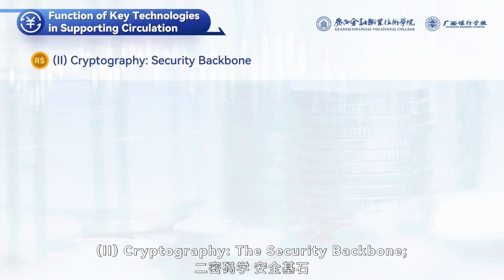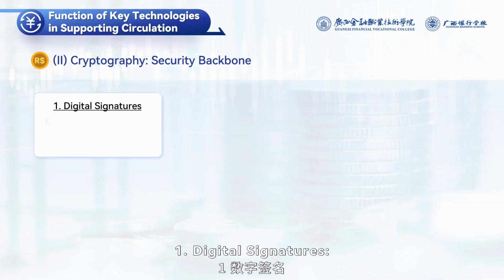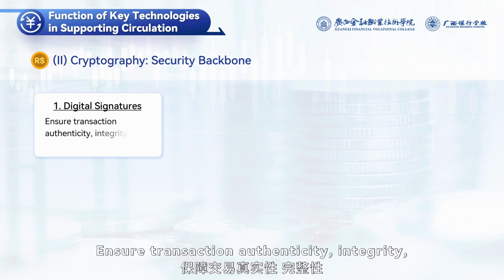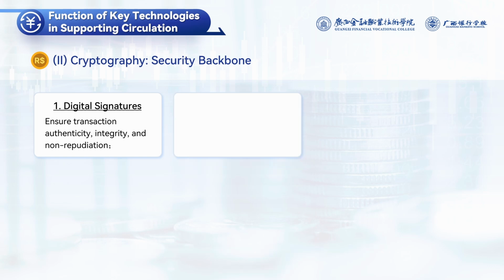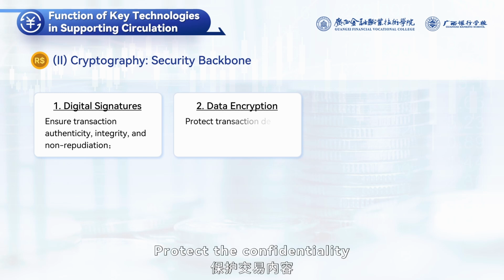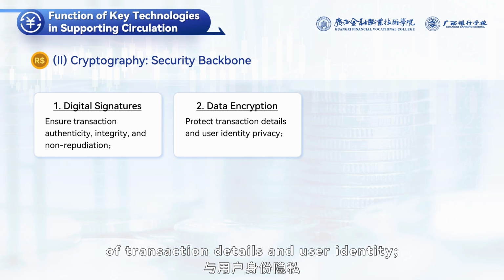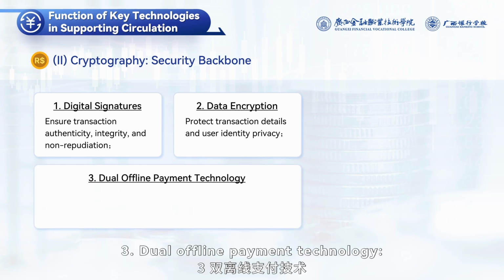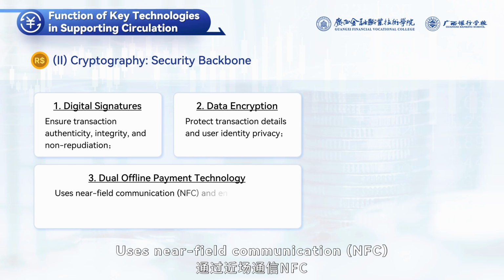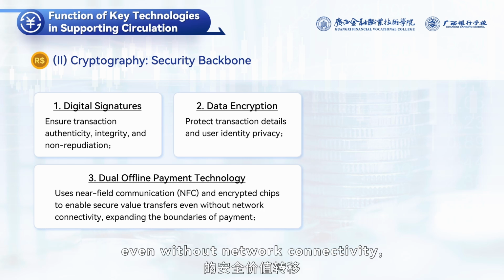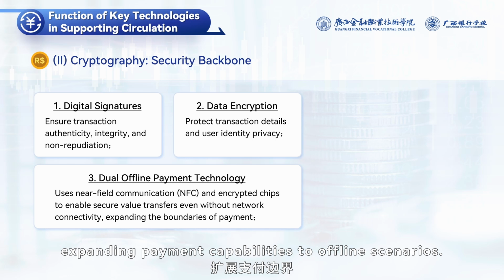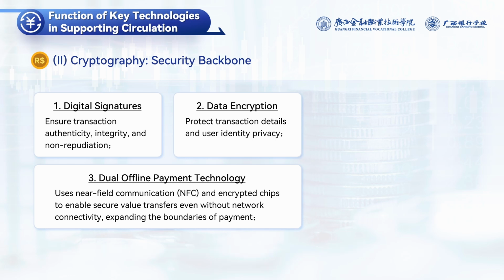2. Cryptography, the security backbone. 1. Digital signatures. Ensure transaction authenticity, integrity, and non-repudiation, a core feature for token-based CBC. 2. Data encryption. Protect the confidentiality of transaction details and user identity. 3. Dual offline payment technology uses near-field communication, NFC, and encrypted chips to enable secure value transfers even without network connectivity, expanding payment capabilities to offline scenarios.